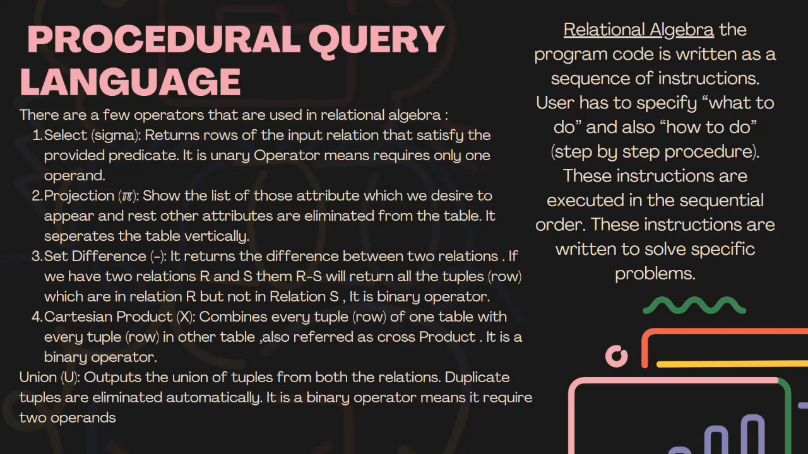Number 4, Cartesian product. It combines every tuple or row of one table with every tuple in another table, also referred to as cross product. It is a binary operator. Number 5, union. Union outputs the union of tuples from both of the relations. Duplicate tuples are eliminated automatically. It is a binary operator, which means it requires 2 operands.